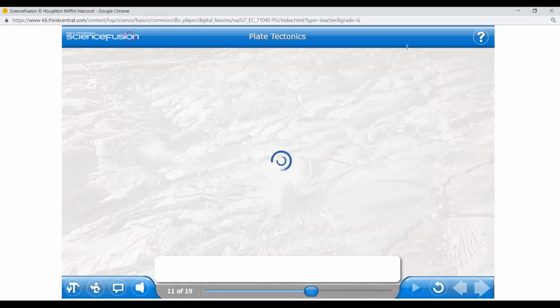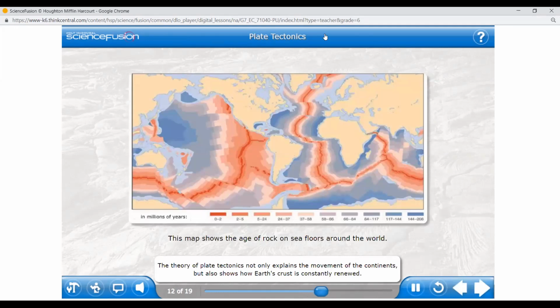The theory of plate tectonics not only explains the movement of the continents, but also shows how Earth's crust is constantly renewed. New seafloor is being created continuously. Now here they have shown in the map the pink 0 to 2, 2 to 5. This map shows the age of the rock. The oldest ones are the dark blue ones, and every time new seafloor is created, it changes continuously because of magma.